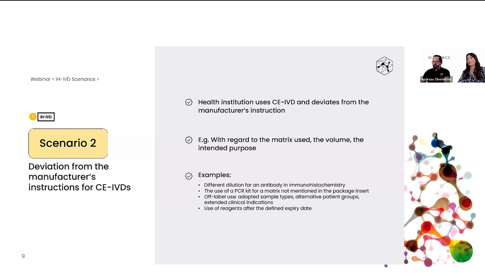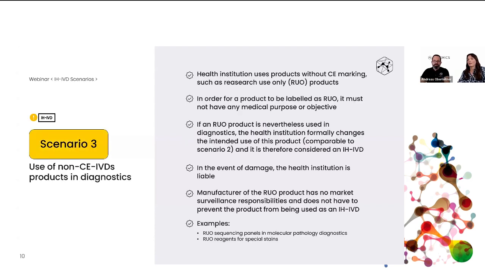And in the next scenario, when in-house IVD is described, this would be the situation where a health institution uses products without CE marking. So for example, research use only products. And it should be highlighted that in order for a product to be labeled as research use only, it must not have any medical purpose or objective.